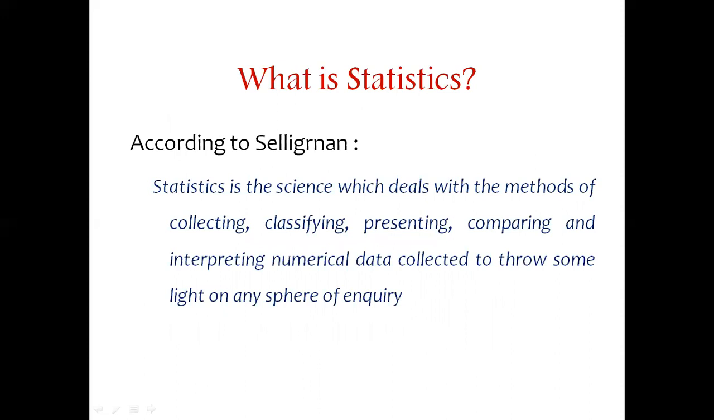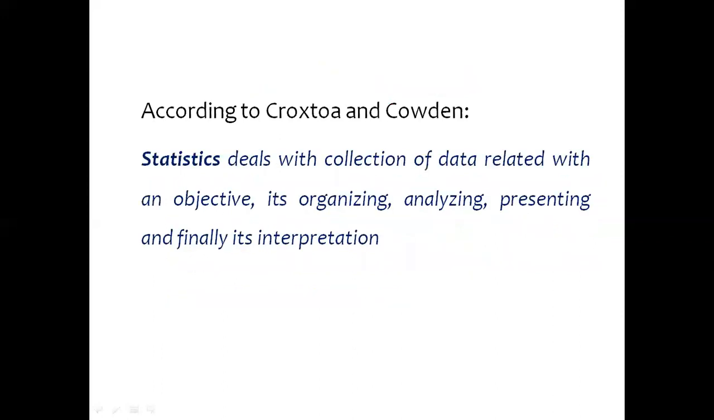And by book definition, according to Seligman, statistics is the science which deals with the methods of collecting, classifying, presenting, comparing, and interpreting the numerical data collected to throw some light on any sphere of inquiry. And another definition, as given by Croxton and Cowden, says that statistics deals with the collection of data related to its objective, its organization, analyzing, presenting, and finally its interpretation.